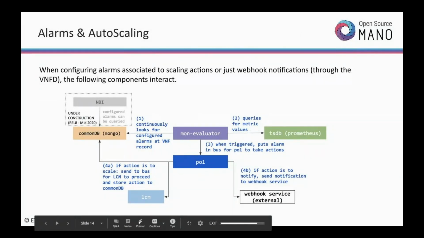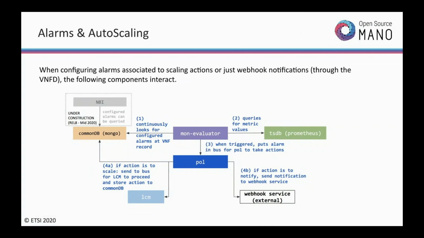So based on metrics, whenever a metric threshold specified in the scaling descriptor is crossed, then policy manager takes action and puts an instruction in the bus so that LCM goes and scales out or scales in a VDU or a set of VDUs, VNF components. And that's what is supported today.